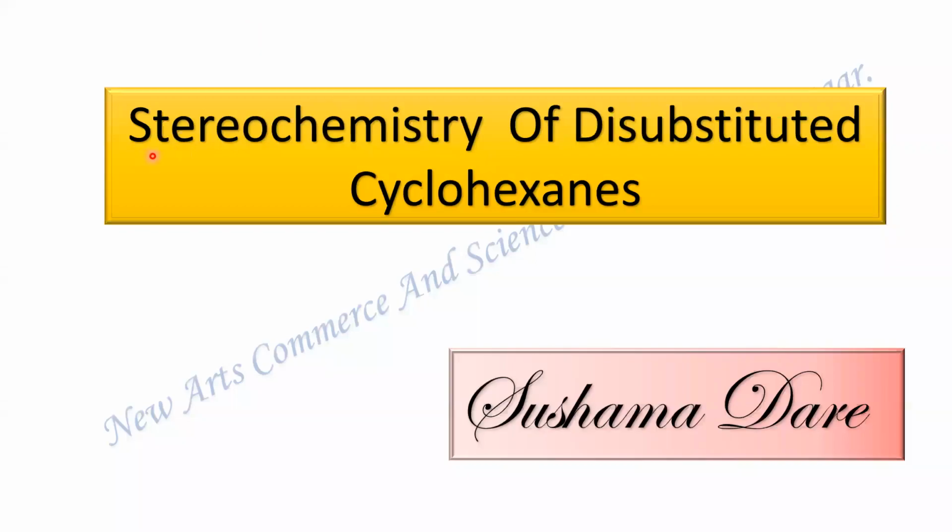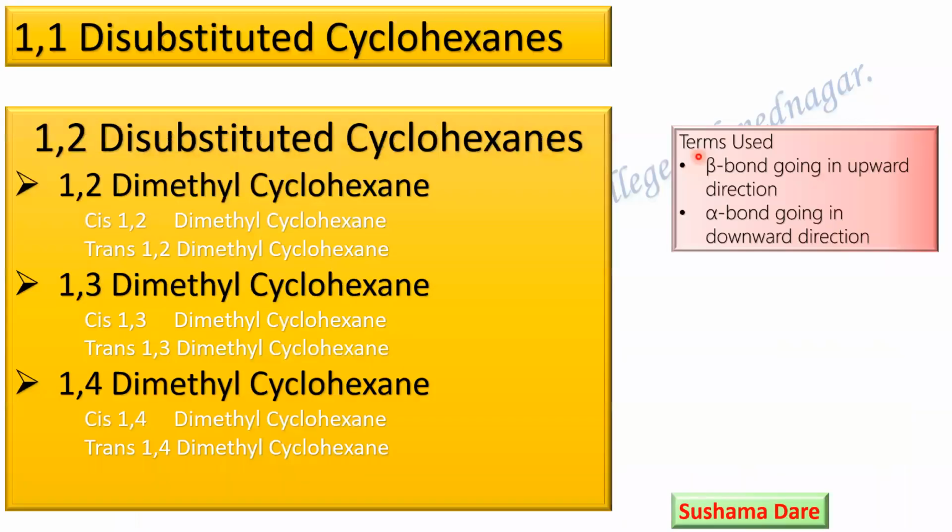Dear students, today I am talking about the stereochemistry of disubstituted cyclohexanes. Under this, we already completed the monosubstituted cyclohexane. Now, in 1,2 disubstituted cyclohexane, in previous videos, I have already completed 1,2 dimethyl cyclohexane. Now, in this video, I am going to talk about 1,3 dimethyl cyclohexane.